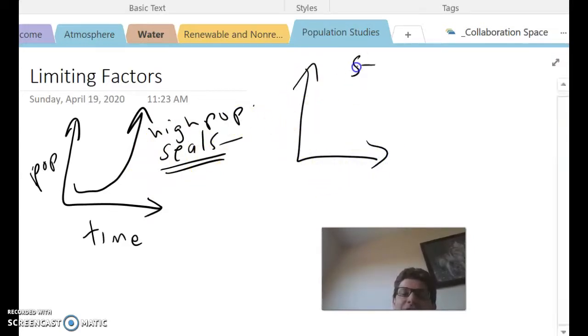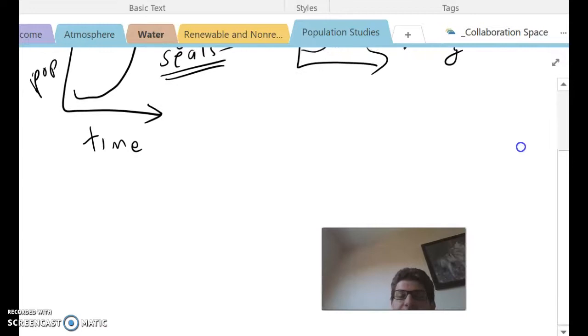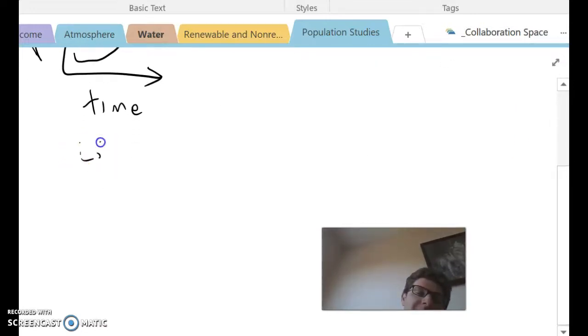When we look at an S curve, we see the population go up, but then reach its carrying capacity due to limiting factors, which is a good thing. We can't have 8 million birds outside our house, all right? We'll have no more food left. So, what are limiting factors?